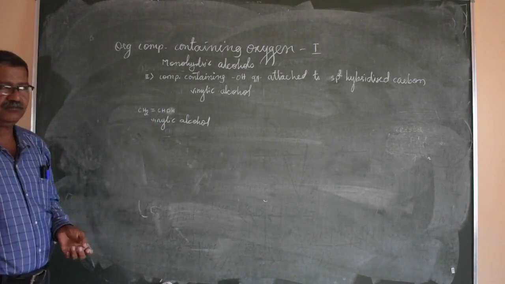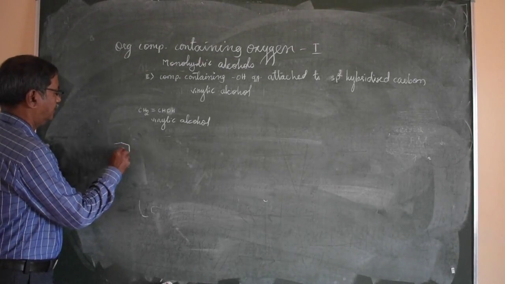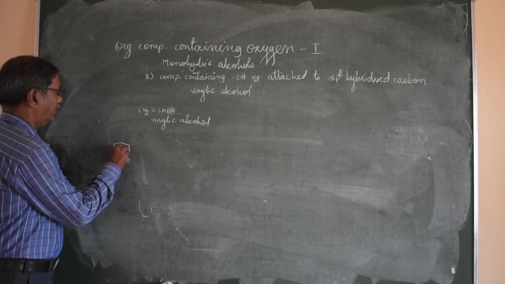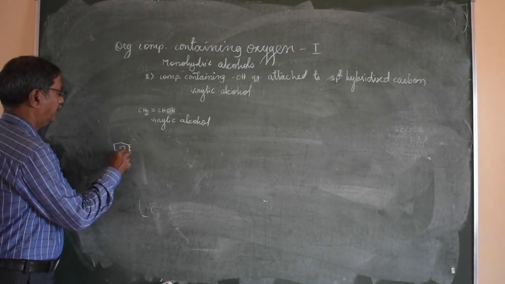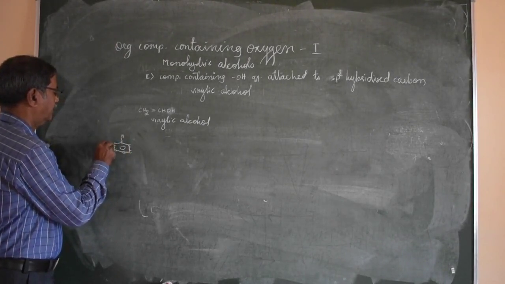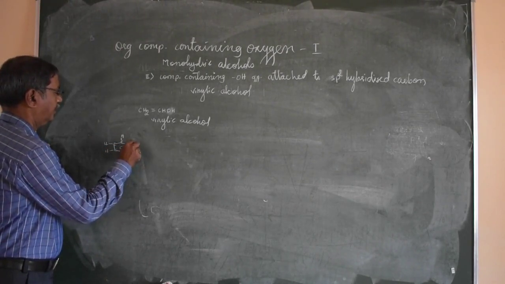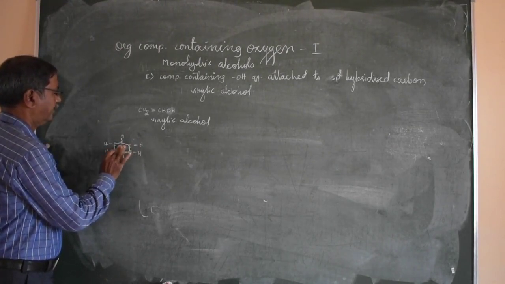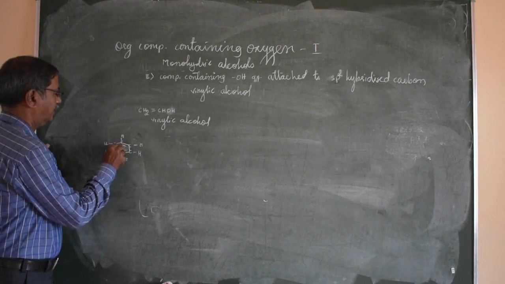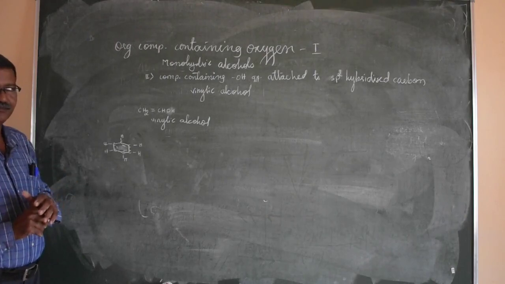So a question may arise in your mind: in the case of benzene, all carbons are sp2 hybridized, and each carbon is attached to one hydrogen atom. Instead of showing the circle, I am writing the alternate double bonds. So all are sp2 hybridized.